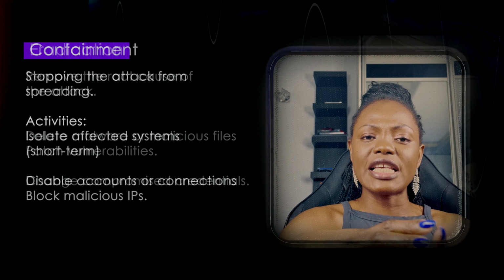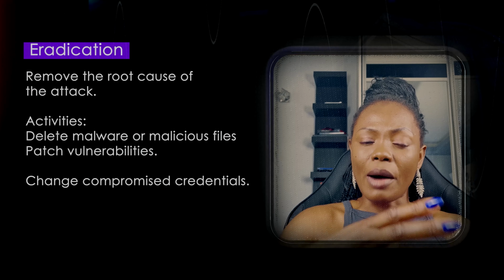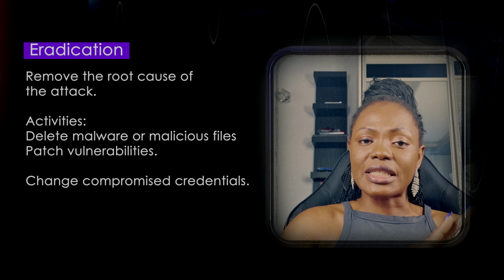Now, eradication is removing the root cause. An example of eradication could mean that you are patching a vulnerability. Maybe there is a vulnerability associated with a server or with a system in the organization, and an attacker is able to penetrate into those systems because of the vulnerability. Eradication would mean that you're patching that vulnerability. You are deleting the malicious file. Let's say there is a file that is being dumped in your system. You're deleting it. This is the stage of eradication.